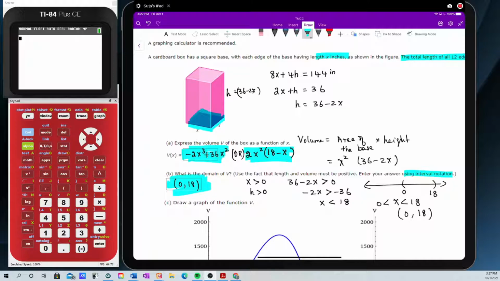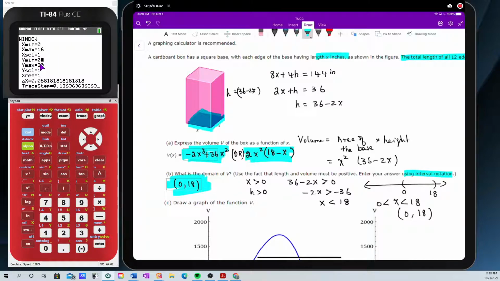Okay, third, we have to graph this. Before I look at the graph that I'm seeing here, let me put this function in: 2x squared times 18 minus x. I could have done the other one too, which will be the same thing. Since I know the domain is between 0 and 18, I can change my x minimum to 0 and my x maximum to 18. I'm going to keep the scale 1. I'm also going to keep y minimum 0, because we are talking about a volume, so just the first quadrant would be fine.